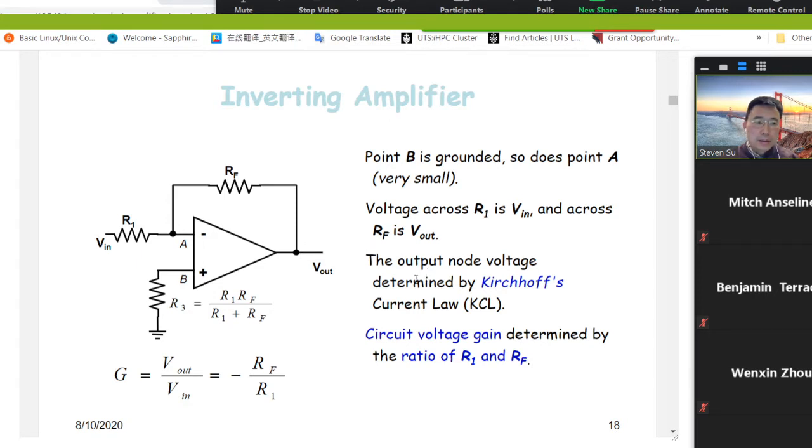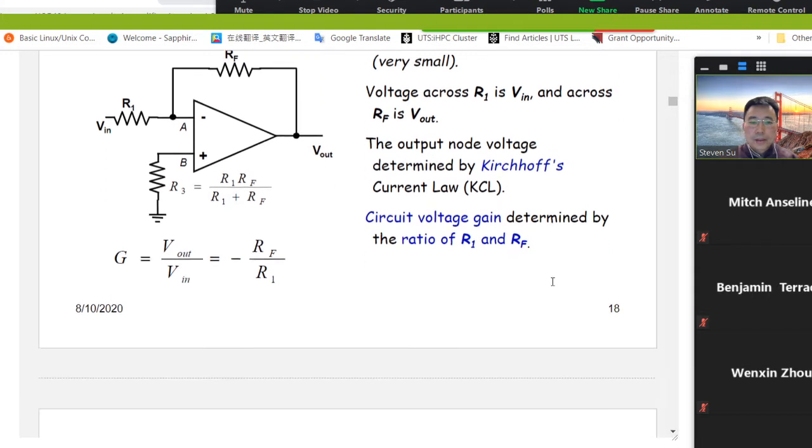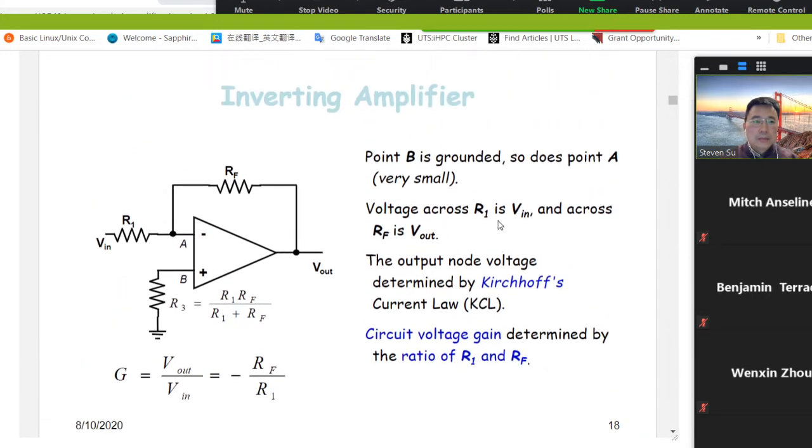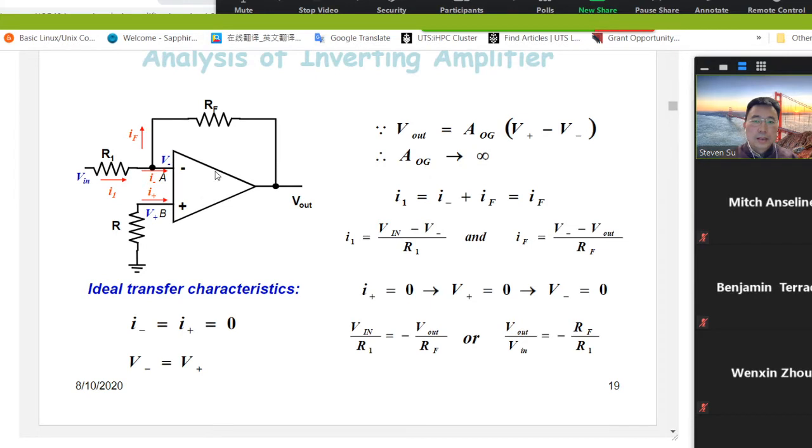The non-inverting amplifier, inverting amplifier, and also differential amplifier can all be analyzed using feedback. But don't worry, if you cannot understand this, it doesn't matter. You just remember that a normal operational amplifier cannot be directly used, but you need to remember these three amplifier circuits. The first one is the inverting amplifier. There is some analysis of how to get the transfer function, how to get the gain of the inverting amplifier.